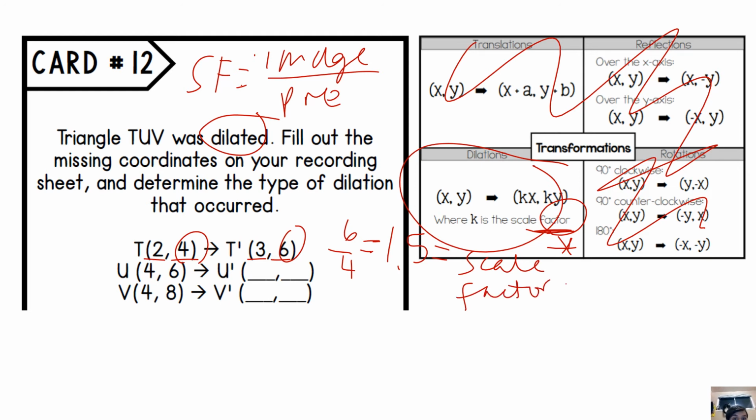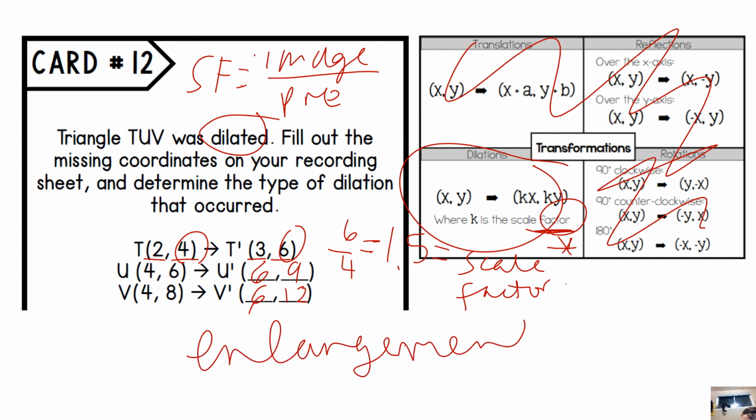Okay, so then it's going to be 4 times 1.5, and I get 6. 6 times 1.5 is 9, and 8 times 1.5 is 12. And then it says what kind, and it's an enlargement. You can say enlargement, you can say stretch, you can say it got bigger, it's whatever.